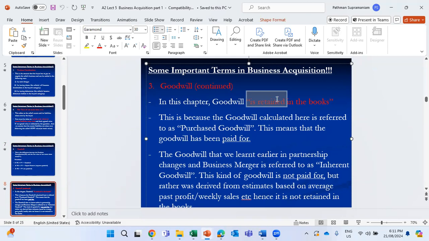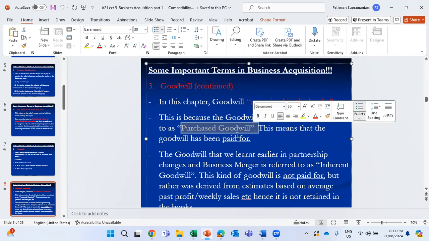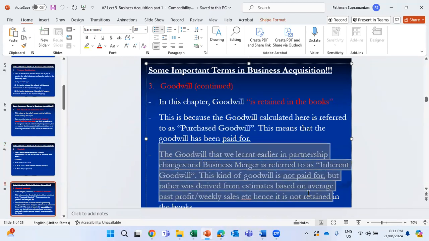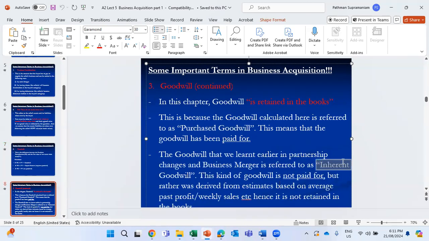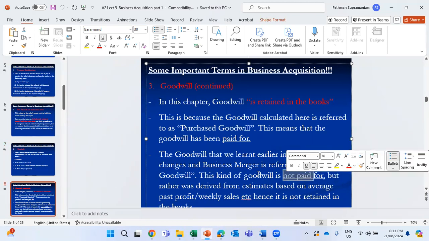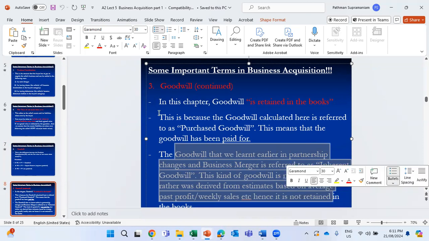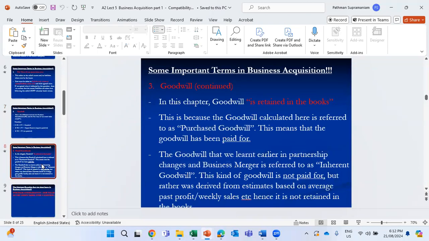As I said, in this chapter, goodwill is retained in the books, because the goodwill calculated here is referred to as purchase goodwill. This means that the goodwill has been paid for. That means the buyer paid for the goodwill. That's why it should be retained in the books. The previous goodwill that we learned is referred to as inherent goodwill, which is not paid for. That's why we do not keep it in the books. If you recall, we bring the goodwill in using the old ratio and we remove it using the new ratio. For this chapter, we're not going to do that. If there's a goodwill, we're going to show it under the non-current assets section, as intangible.